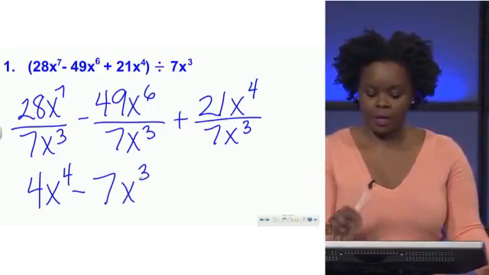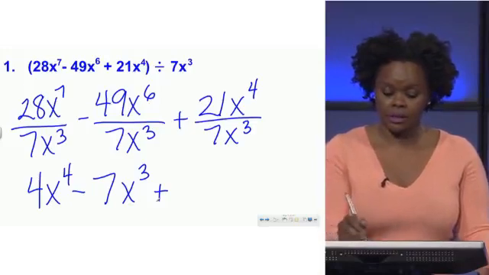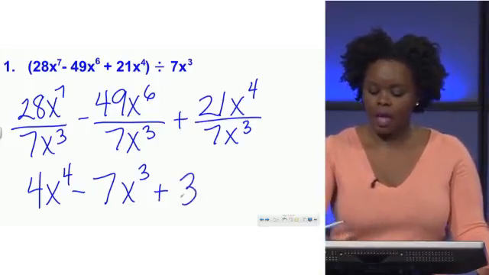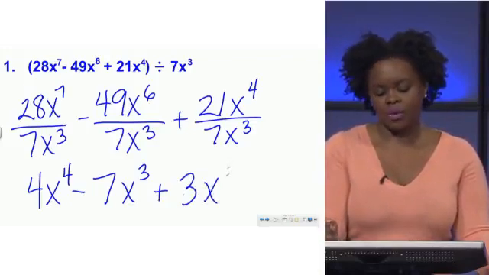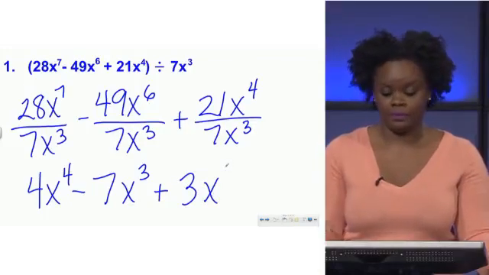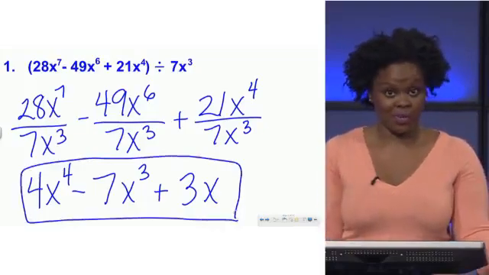Last bit, got my plus sign. 21 divided by 7 is 3. Subtract my exponents, and I get 1. And remember, we don't typically write the exponent when it's 1. And there we go. That is how I got the first one.